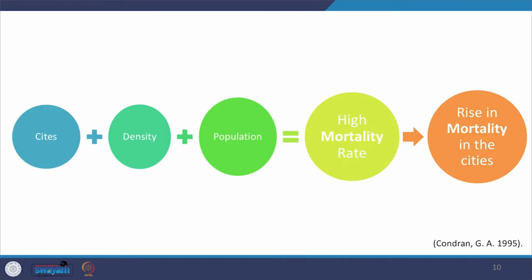As with many public health issues, several elements must be dealt with in order truly to solve the larger problem. Mortality rate was increasing with the growth of densely populated cities. In cities which had large and dense populations, people were dying more. Further, there were also cities where there was high mortality, and overall there was a rise in mortality in the cities.